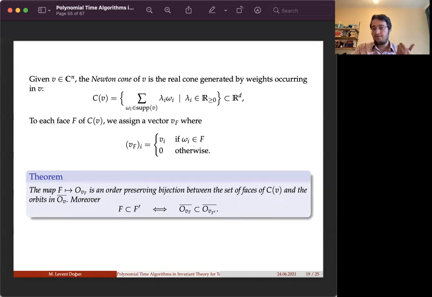This map has one more property. If the face f is contained in the face f prime, then the orbit of v sub f is contained in the orbit closure of v sub f prime. This theorem apparently is well known in the world of toric varieties. So we have the faces of the Newton cone and the orbits inside the orbit closure. But what we want is the unique closed orbit. So which face gives us the unique closed orbit?